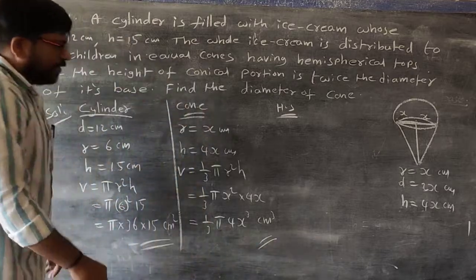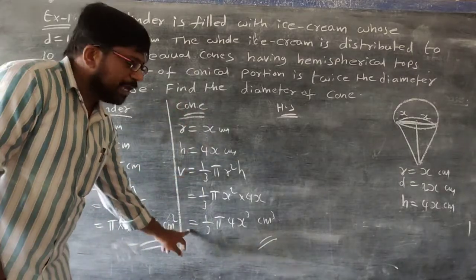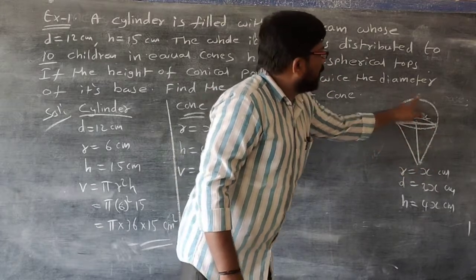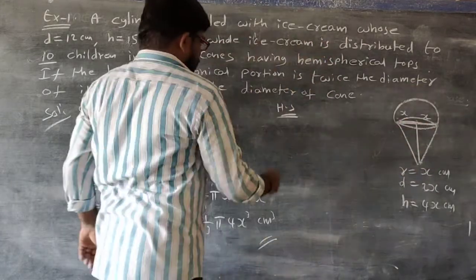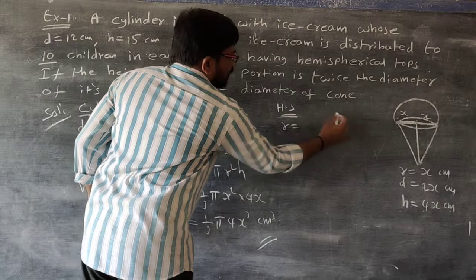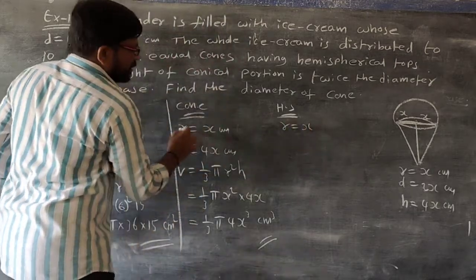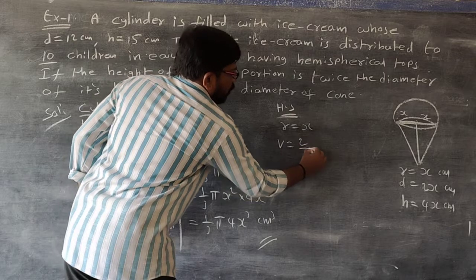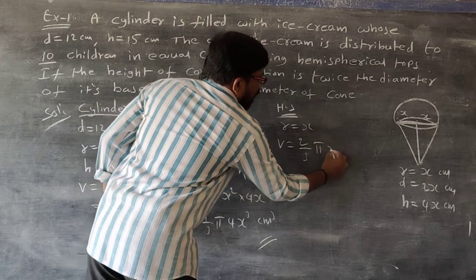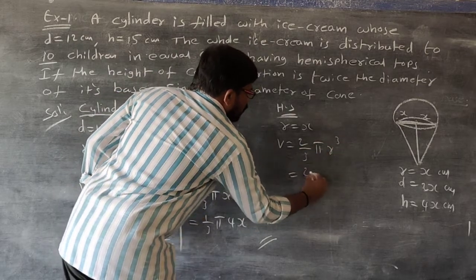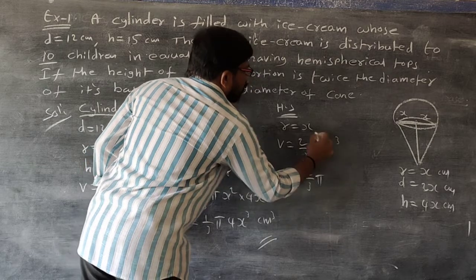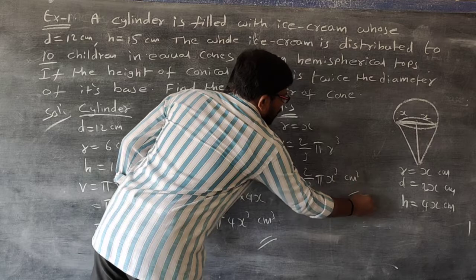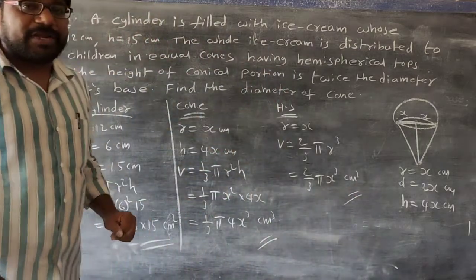Leave it here. It is the volume of the conical portion, so volume of only the conical portion. Next, the hemispherical portion, hemisphere. Radius is x, so both radii are the same. Then volume of hemisphere V is equal to 2/3 pi r cube. That is equal to 2/3 pi, r means x cube centimeter cube. It is the volume of the hemisphere.